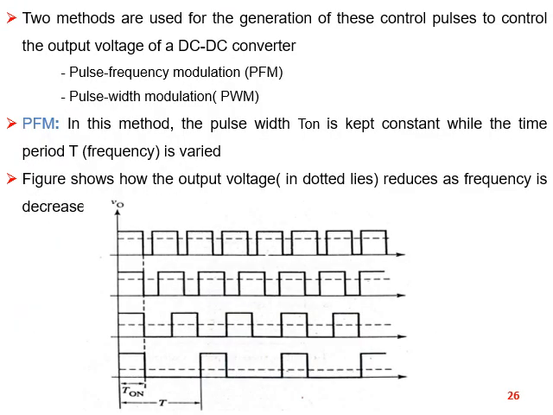So for controlling of the output of the DC-DC converters, we have learned two control techniques. One was the pulse frequency modulation, and the other was the pulse width modulation.